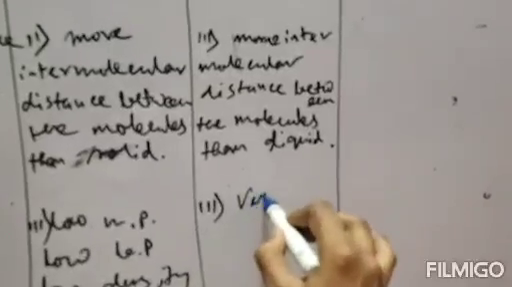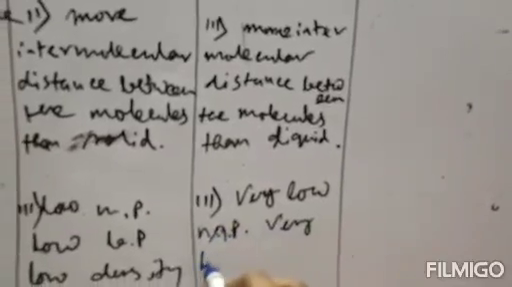And in case of gases, melting point, boiling point and density are very low. Very low melting point, very low boiling point, very low density. So this is property number 3.